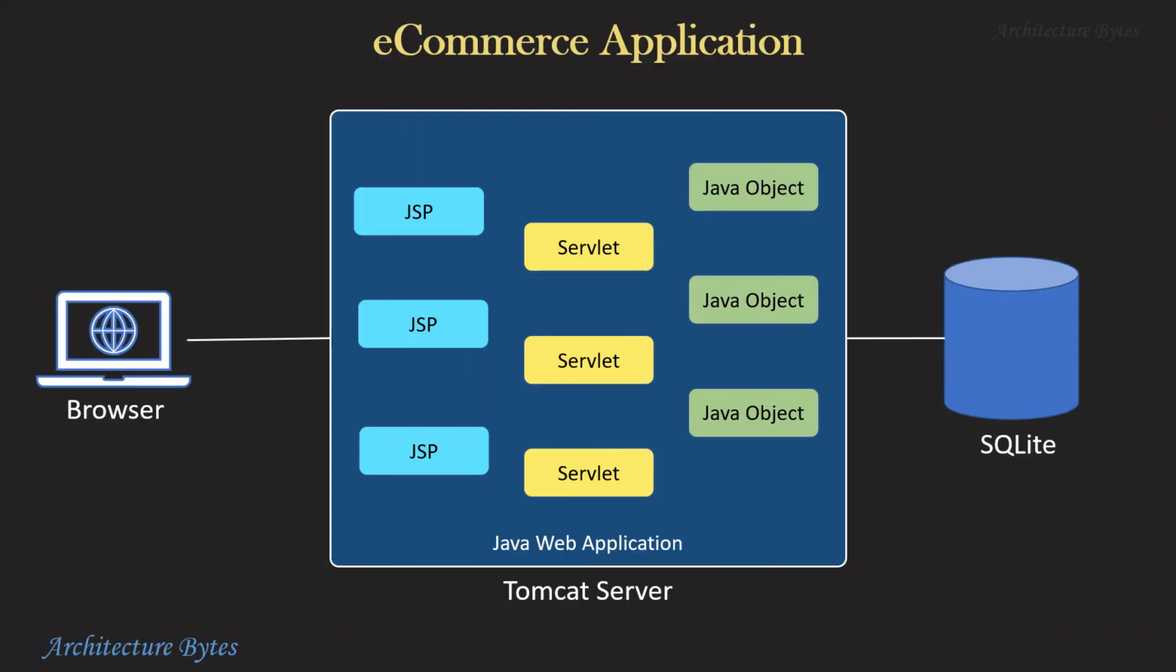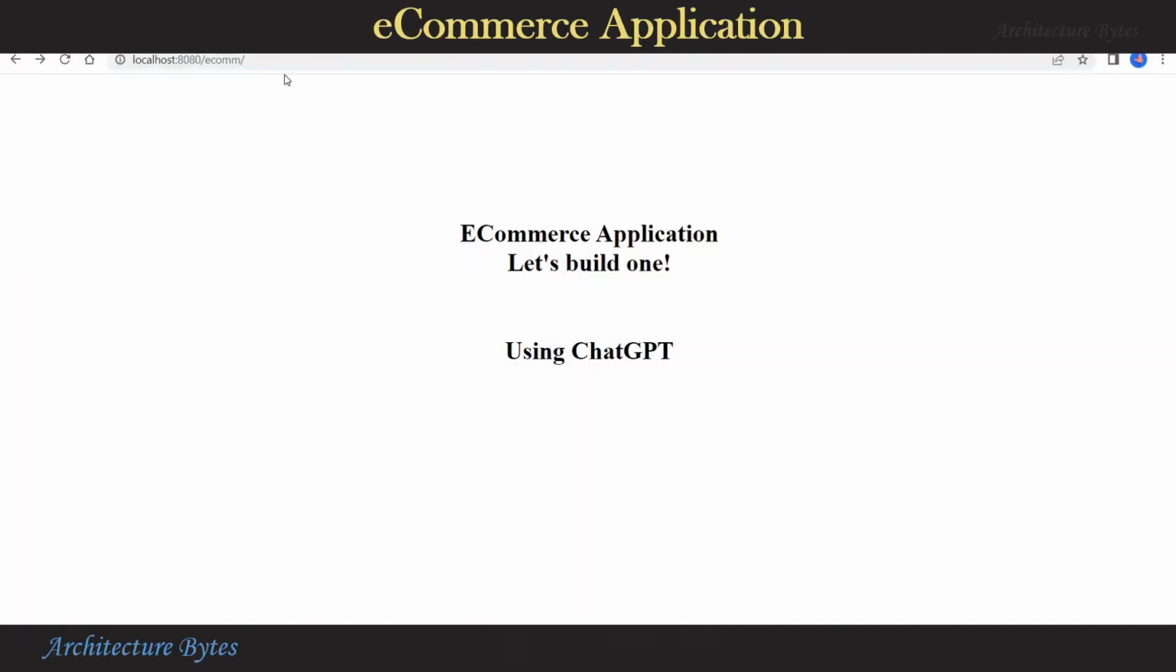The application will run on a Tomcat server with servlets, JSP pages, and various Java objects. The RDBMS database would be SQLite. So I have a Tomcat server running on my machine at port 8080 and an empty e-commerce application deployed. It just has a landing page.